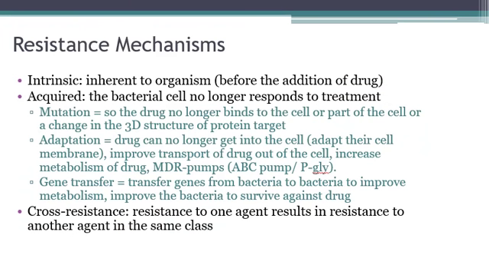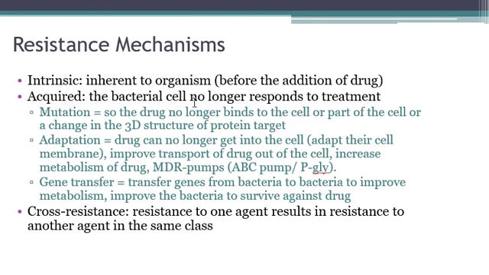And so in terms of resistance mechanisms, there are some that are intrinsic, which is what I just showed you. There are some organisms that are just inherently resistant to any drug. There are also acquired resistance mechanisms. And so here you can see mutations and genetic shift occurring at a much faster pace.